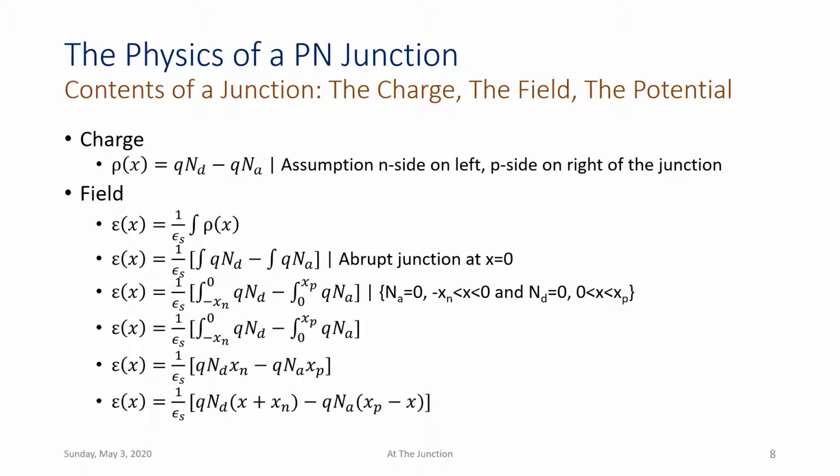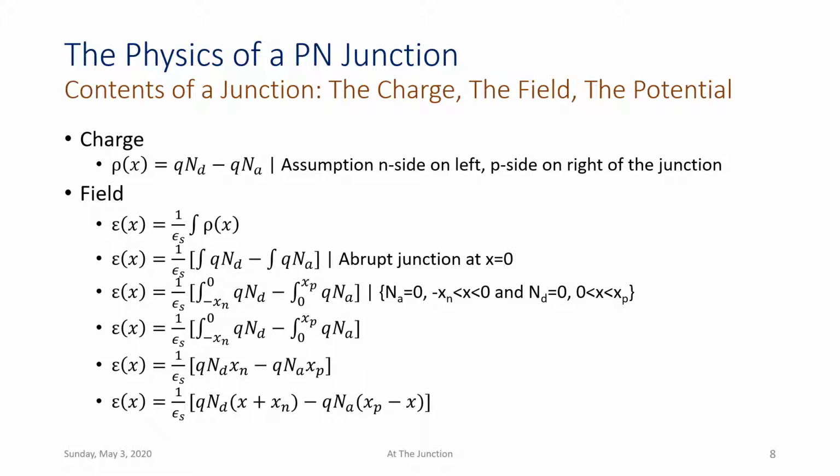turn out to be from minus x sub n to 0, which is to the junction, for Q times N sub D. And the limits are from 0, which is at the junction, to x sub p, which is the width of the depletion region on the p side, for Q times N sub A. And we know that there will be no N sub A on the n side, and there would be no N sub D on the p side.